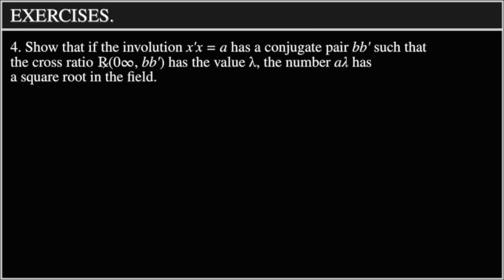4. Show that if the involution x prime x equal to a has a conjugate pair BB prime such that the cross ratio R of 0, infinity, BB prime has the value lambda, the number a lambda has a square root in the field.